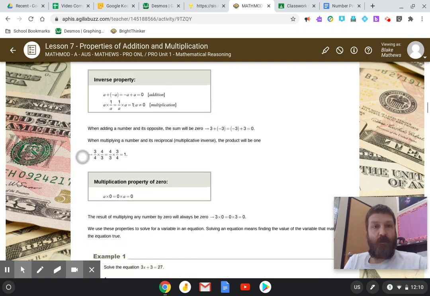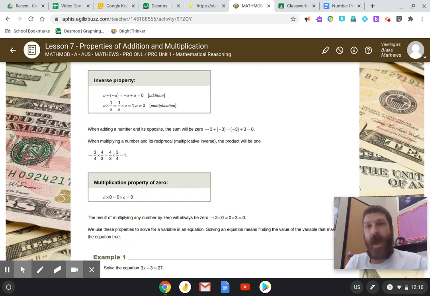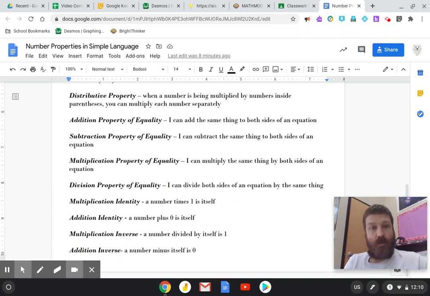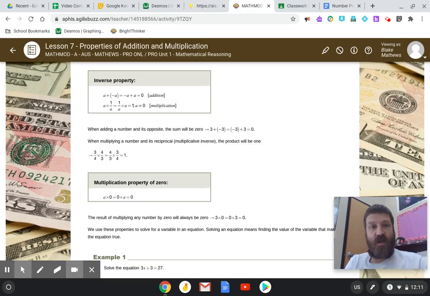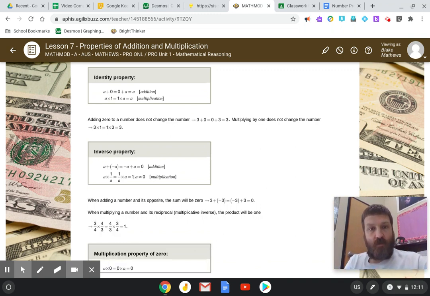Then we have inverse property. Inverse property says that if I add the negative, or in other words, subtract the same number from itself, it becomes 0. A number minus itself is 0. Multiplication inverse: a number divided by itself is 1. So you notice addition deals with zeros. Multiplication deals with ones. So multiplication inverse says that if I divide, or in this case, multiply times a fraction over that number, but this is the same thing as saying divided. If I divide a number by itself, I get a 1.